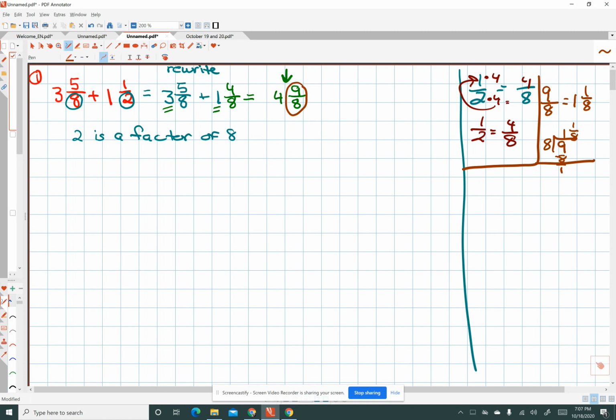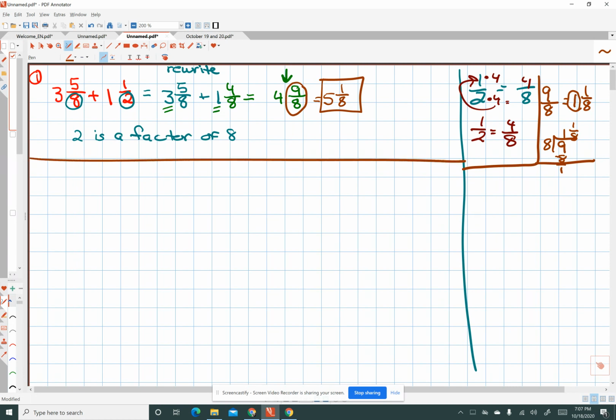So we're going to take that whole 1, okay, and we're going to add it to the 4. So 4 plus 1 equals 5. And then we will only have 1/8 left over, and that will be our final answer. Let's try another one of these.